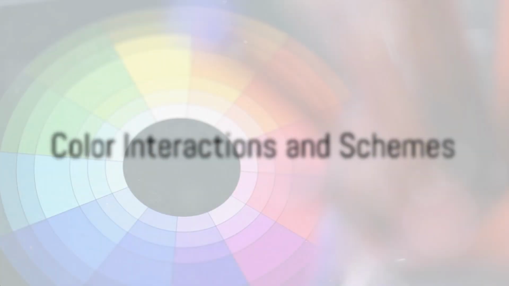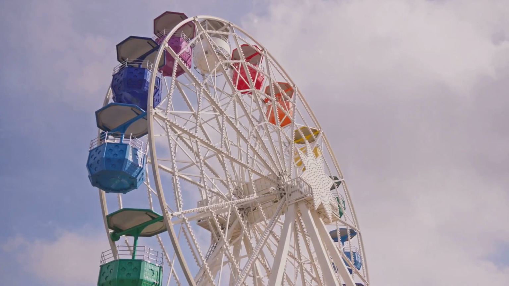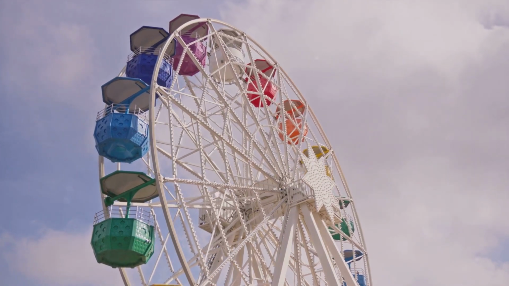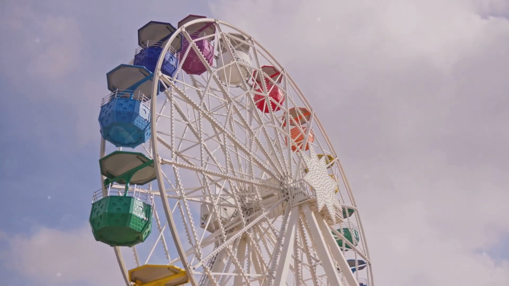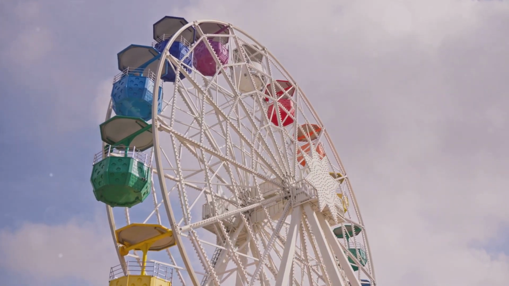So how exactly do colors interact with each other? Let's take an in-depth look at the spellbinding world of color schemes and their impact on design. At the core of any color scheme lies the concept of complementary colors. These are colors that sit opposite each other on the color wheel.